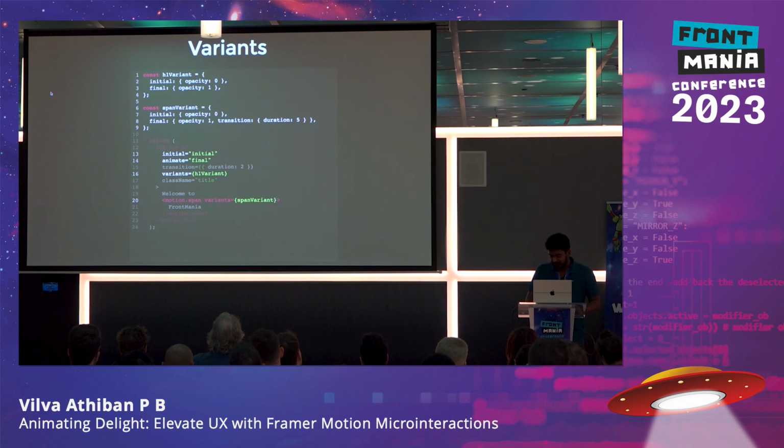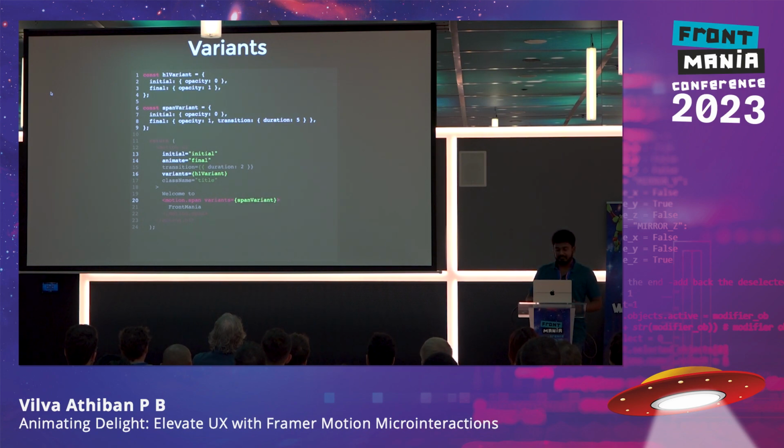Variants. This is one of the interesting parts of using Framer Motion. Initially we were passing those animations directly as objects, right? But it's easier for us to maintain them somewhere else and reuse them. So we can create variants. And these terms, initial and final, are not constant. You can give anything you want. It's more for our understanding that I have given initial and final.